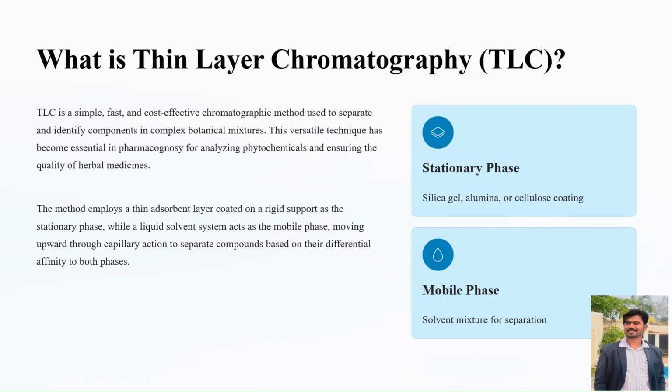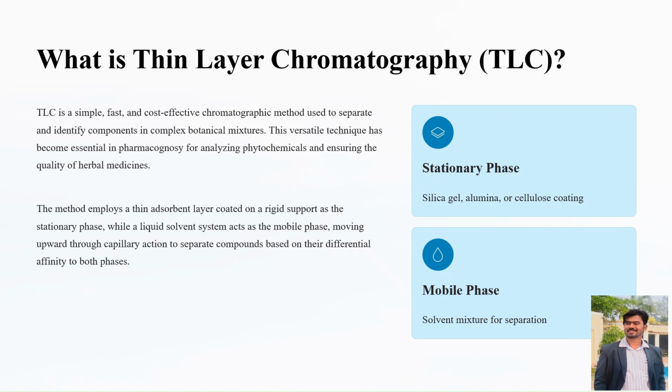Now, here two phases are there. One is the stationary phase and another one is the mobile phase. The stationary phase is made up of silica gel, alumina or cellulose coating. And the mobile phase is made up of solvent mixtures for components separation. Solvents like n-hexane, water, methanol, ethanol, etc.